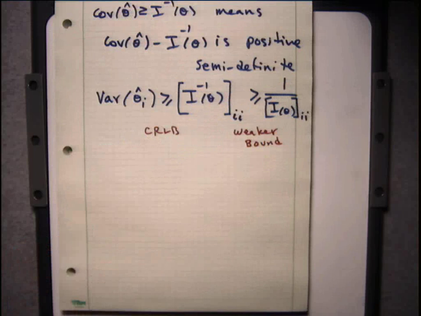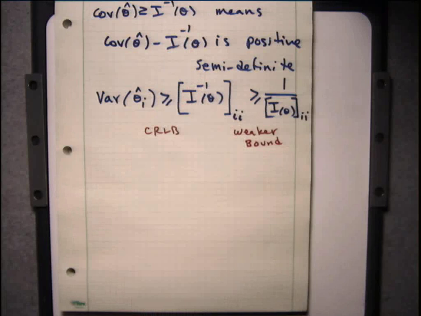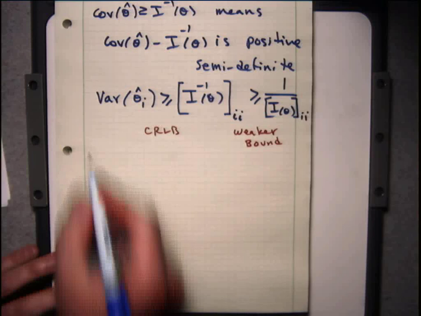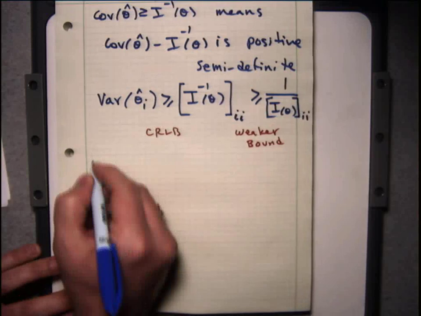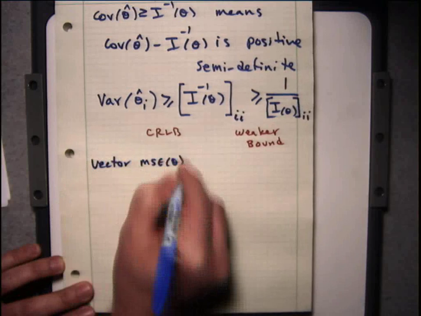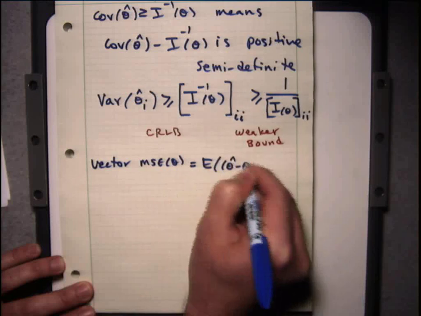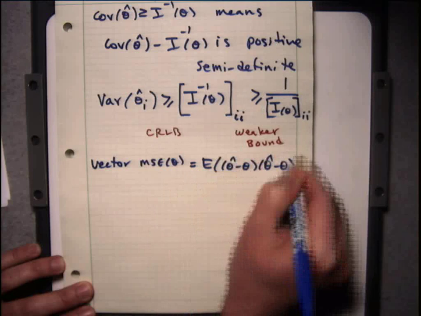Okay, what about the general case? I gave you the Cramer-Rao bound for the unbiased case. For the biased case, what we can do is basically put everything together, and the formulation for that is you look at the vector mean squared error as a function of theta, which I wrote as the expected value of (theta hat minus theta)(theta hat minus theta) transpose.